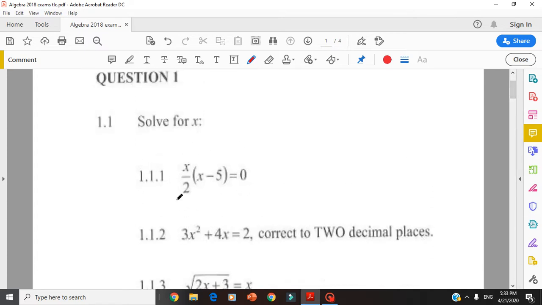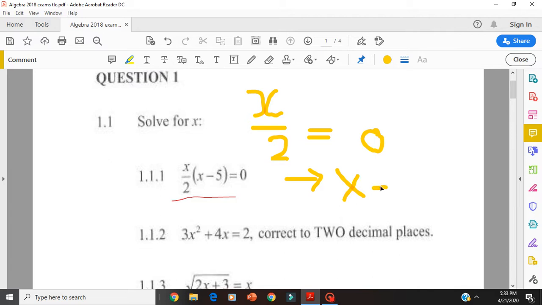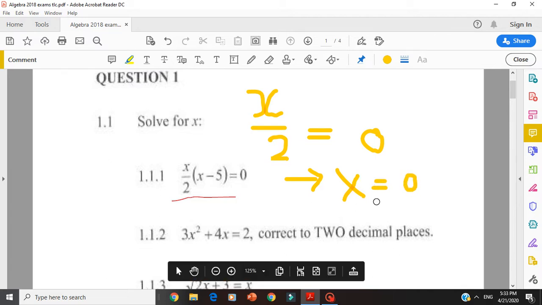Okay, here we have two factors, x minus 2 times x minus 5. What you're going to do here is you're going to isolate them. So the first factor is x minus 2 equals 0. Therefore, x equals 2 for the first factor.